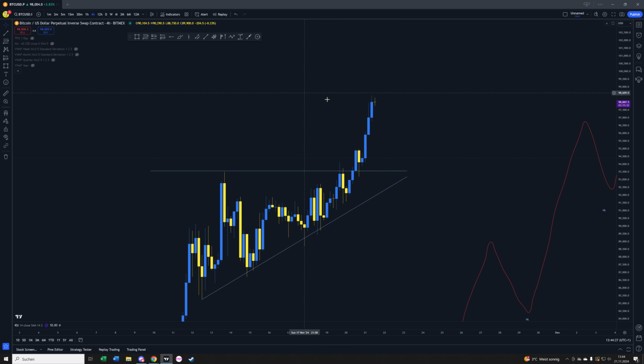Okay, but then there's people who don't have those rules, and they see a new high and they buy it and they get stopped somewhere down here. And they want to trade the breakout and they get stopped somewhere down here. And they get stopped because they're highly leveraged, okay?